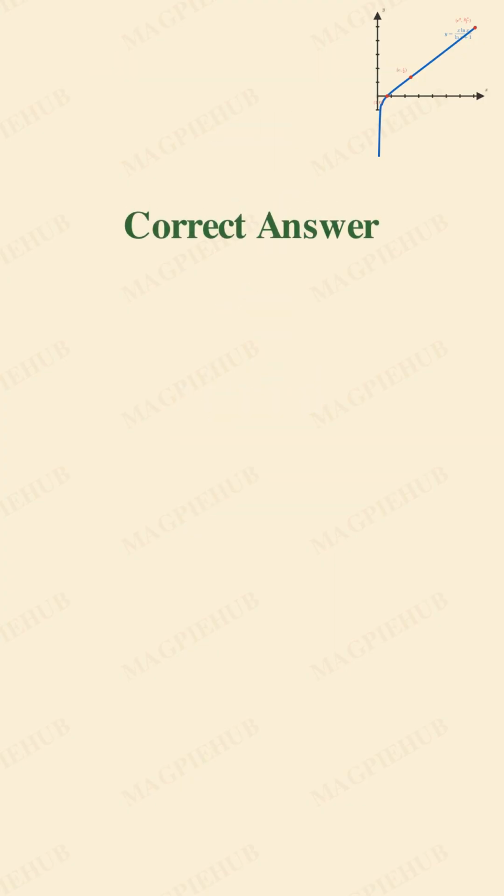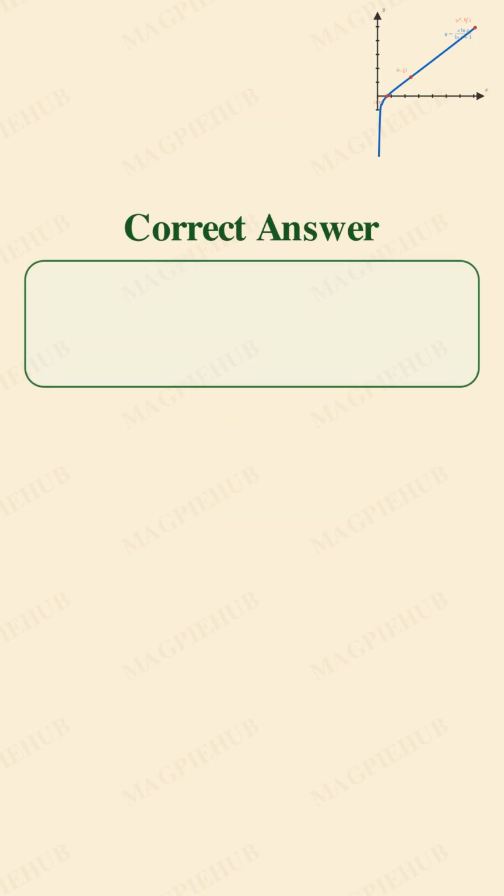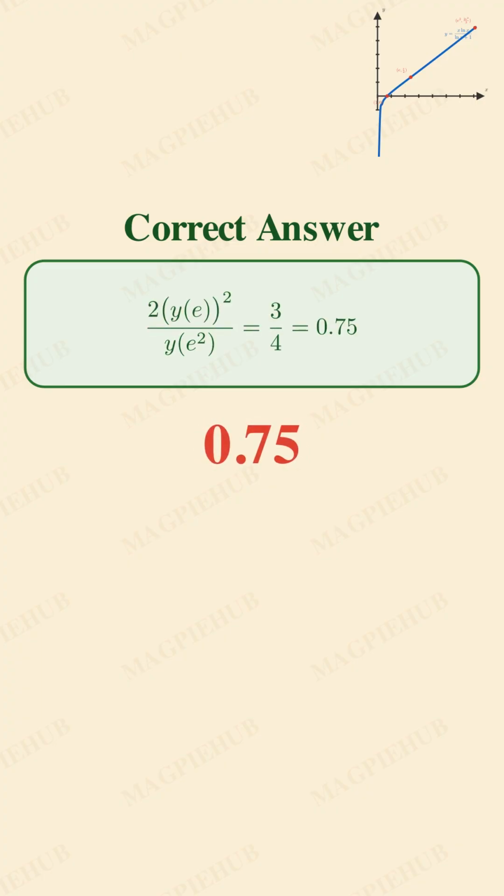The correct answer is 0.75, or 3/4. This value lies in the range 0.7 to 0.8, which confirms our answer. The key results were y of e equals e over 2, and y of e squared equals 2e squared over 3. Here are some important tips for JEE Advanced.